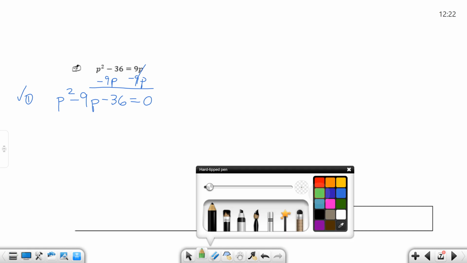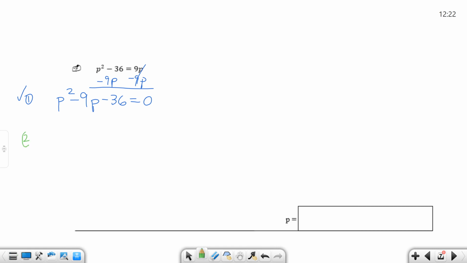What is step 2? To factor it. Step 2 is to factor it. So p and p, and again, this is a 1 in the front, so no bottoms up. There's no GCF. So I want the factors of 36. 2 and 18, 3 and 12, 4 and 9, 6 and 6. I want the ones that subtract to give me 9.